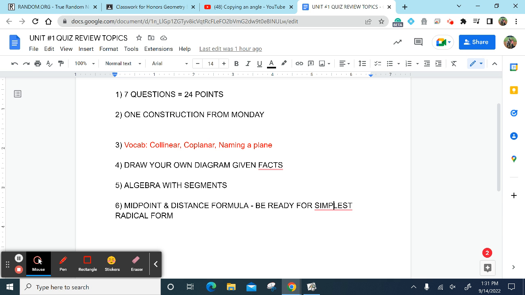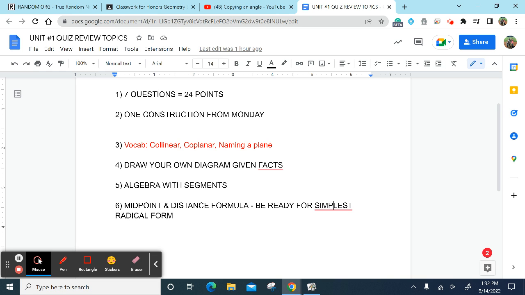Vocab, here we go. Collinear. If I give you a diagram tomorrow and say, name 3 points that are collinear, what are you looking for? 3 points that do what? All on the same line. What if I ask for lines or points that are coplanar? All on the same plane. All of them have to be. If I give you 4 points and say, are these 4 points coplanar? 3 of them are, the other one's not. The answer is no. All 4 must be.